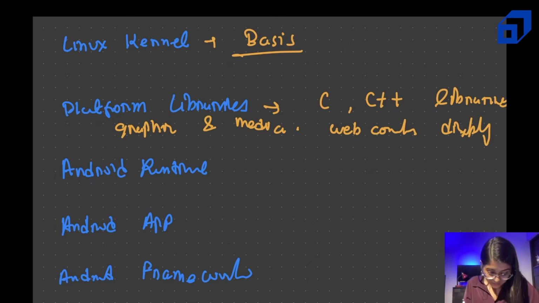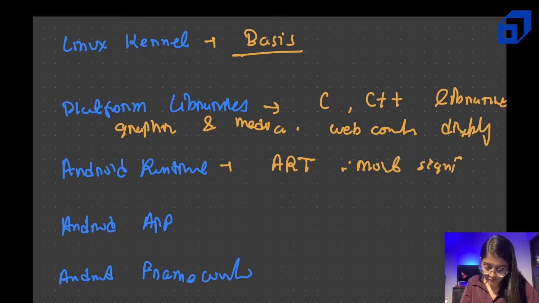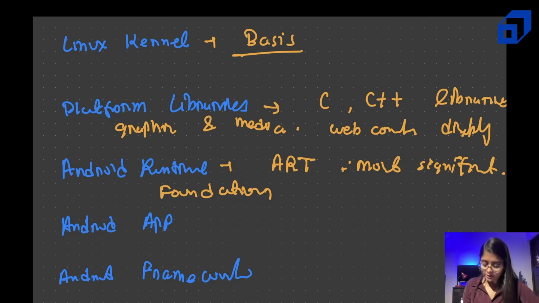And then Android runtime, which is also called ART, and the core libraries are among the most significant parts of the architecture. It serves as the foundation for the application framework and has features like optimized garbage collection.